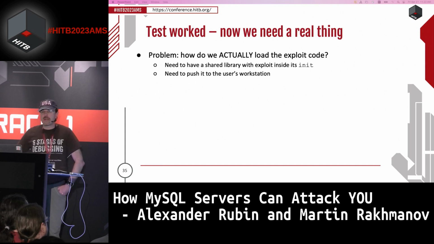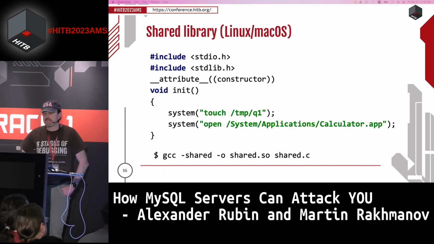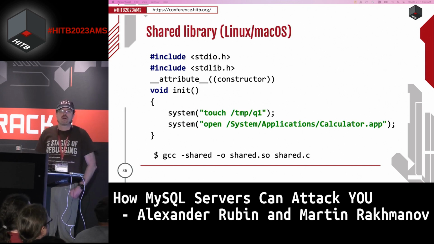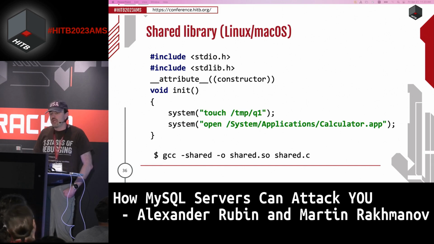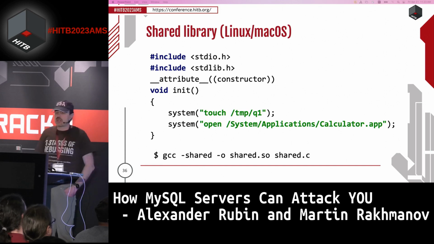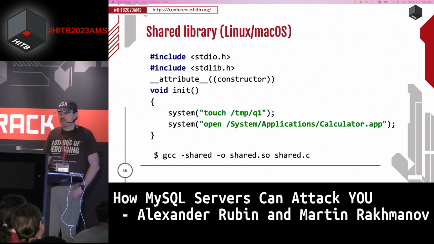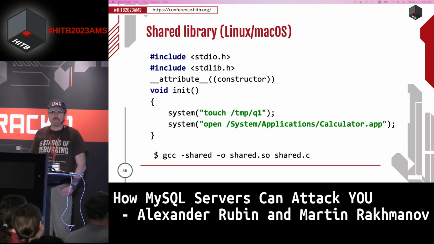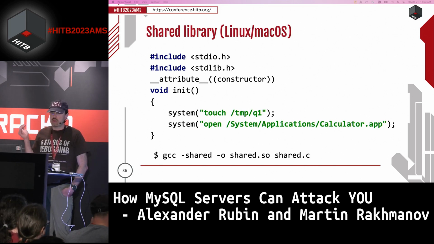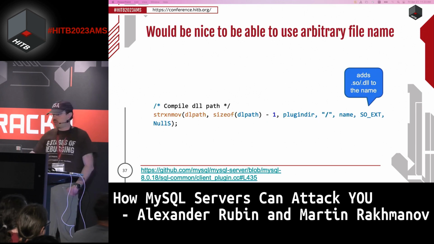So it's actually super simple. I have created this super simple shared library with a constructor init, and inside of this init, I'm using system calls to do two things. First, I create a file on disk, and second, I open a calculator. Right? This is on Mac. Then I compile it with GCC, and then I have a shared library. Now we need to somehow be able to load that shared library code to the client.